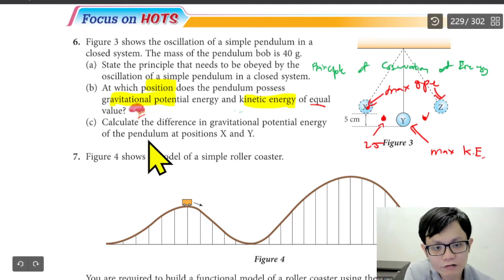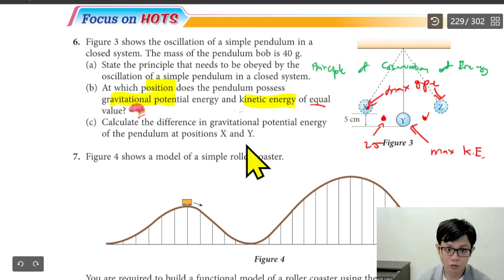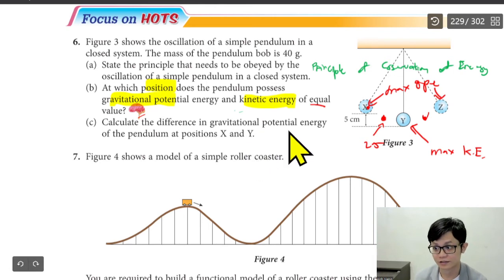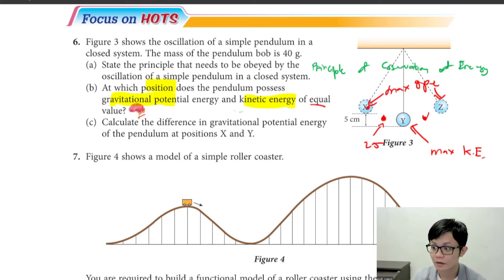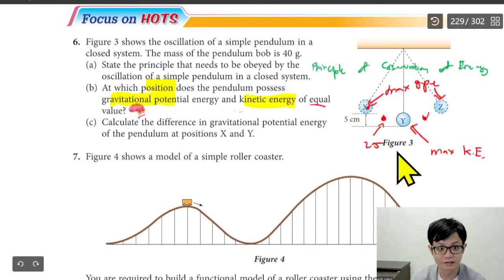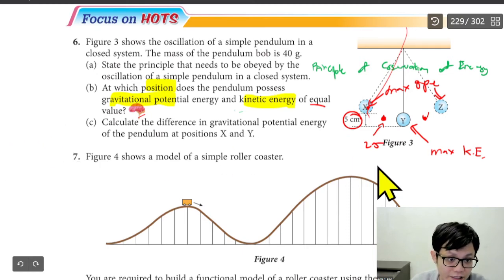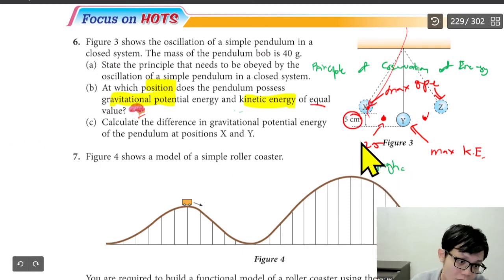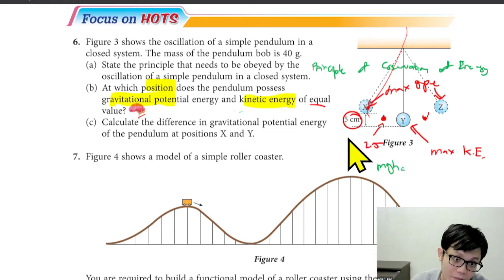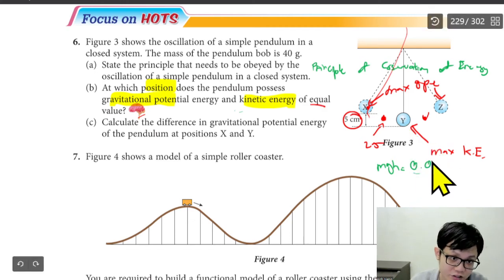Calculate the difference of gravitational potential energy of the pendulum at X and Y. Actually you just need to calculate the energy, so mgh. I have the height, so the energy is mgh equals, m is 40 grams. I change it to kg, so 40 grams becomes 0.04 kg.